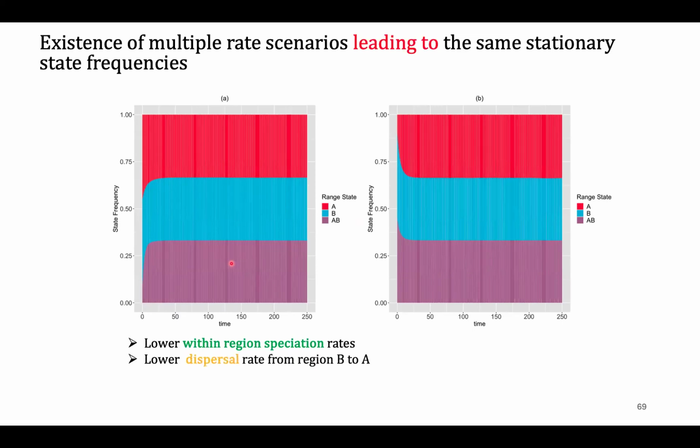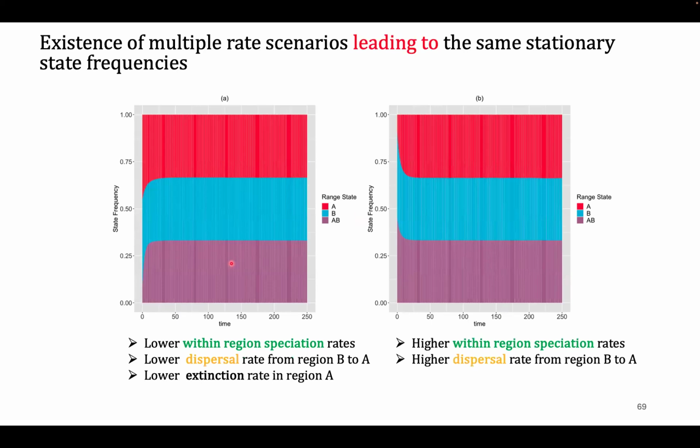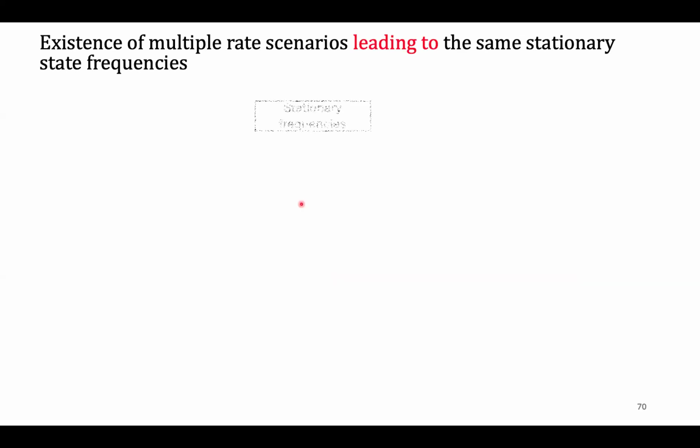The one on the left has lower within-region speciation rates, lower dispersal from region B to region A, and lower extinction in region A. And the other one has higher within-region speciation, higher dispersal from region B to A, and higher extinction rate, but they all converge to the same stationary frequency, the same observed range state patterns that you see at the present.